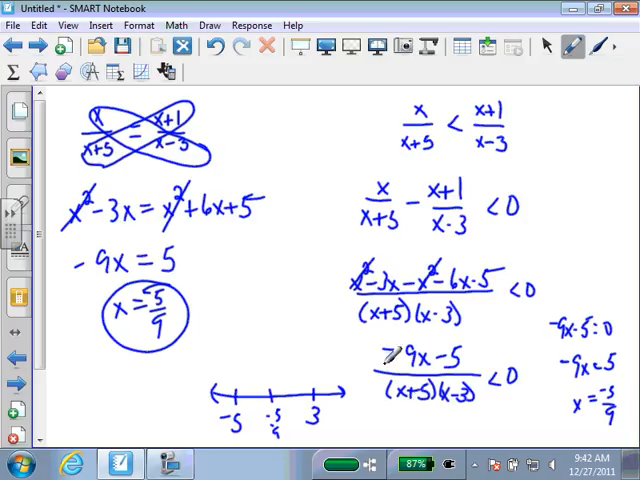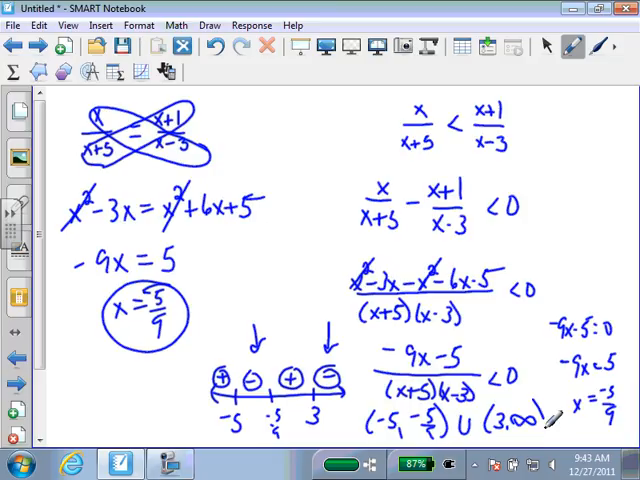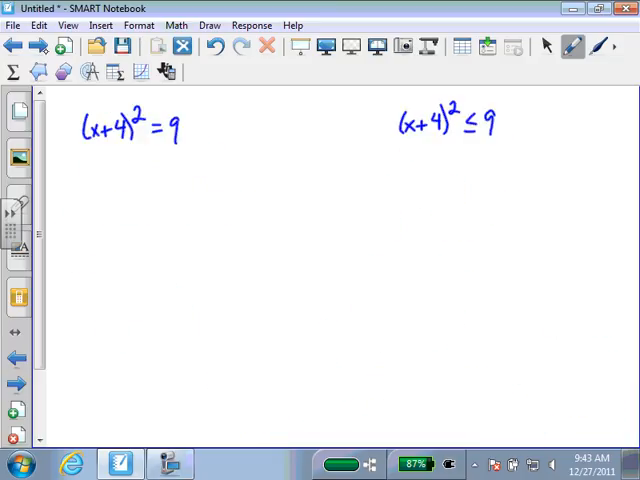If I do the interval testing, and we have to be careful about it, but I'm going to tell you that I will get negative, positive over negative, negative, so positive over negative, negative would be positive. I'm going to get a negative here when I do the testing, a positive here, and a negative here. The intervals I want are the negative ones. So my solution is negative 5 to negative 5/9, united with 3 to infinity. Again, this is going awfully fast. Stop the video anytime you want.